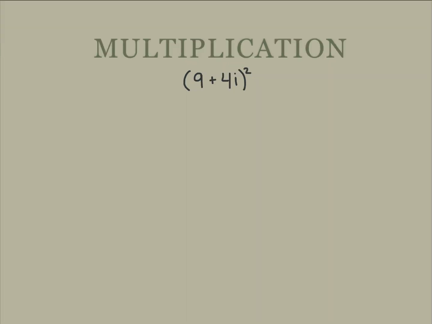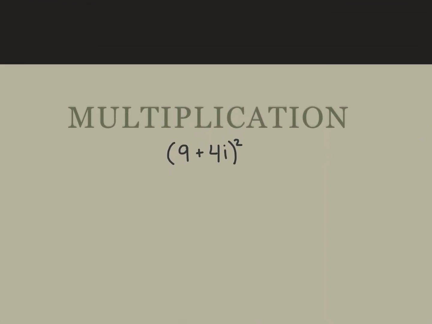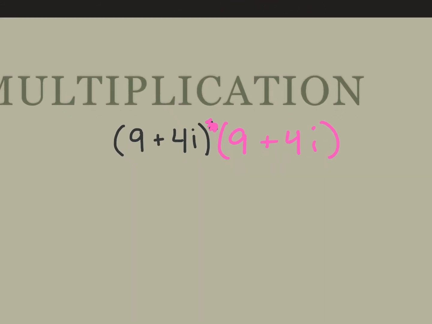All right, next we have 9 plus 4i, squared. So just as an example, when I have 3 squared, what am I doing here when I square it? Multiplying 3 times 3. So I have this whole thing squared. So it's like multiplying the whole thing by itself. So I can get rid of that squared. And it's just 9 plus 4i times 9 plus 4i. What do I have to do when I have 2 terms times 2 terms? I have to FOIL. So I'm going to multiply the first, the outer, the inner, and then the last.